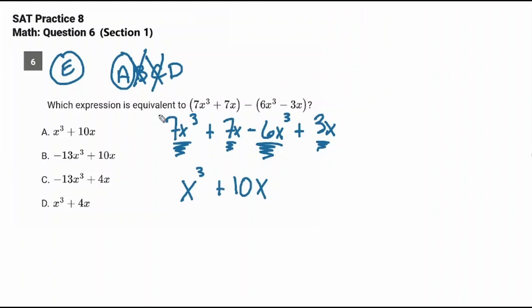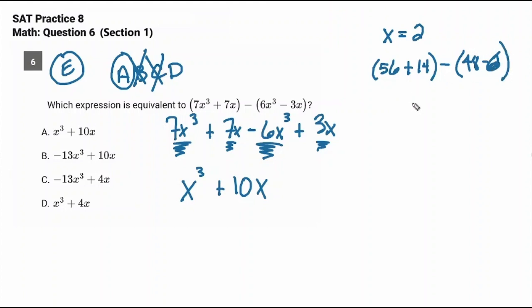You've got variables in the problem. You've got variables all over the answer choices. So you just want to make them an easy number for x, like 2. And then when you're plugging in, you don't want to get rid of this parentheses. You just want to say 7 times 2 to the third, so 7 times 8, which is 56, plus 7 times 2, which is 14, minus 6 times 8, which is 48, minus 3 times 2, which is 6.